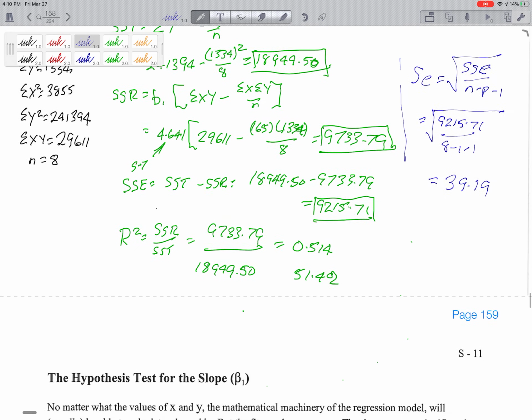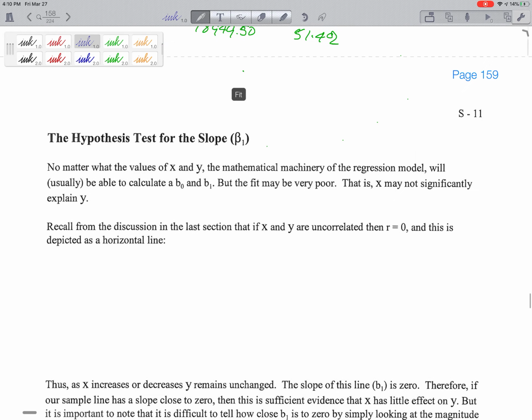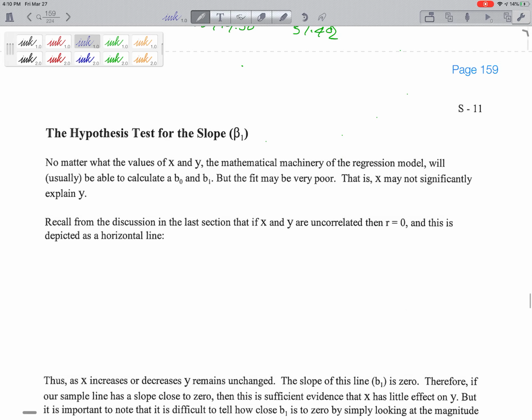So we're going to use that stuff later in the next lesson to take a look at the hypothesis tests for the slope and the intercept and confidence intervals and all sorts of exciting stuff. And I'm going to end the lesson right here. Thanks for listening.